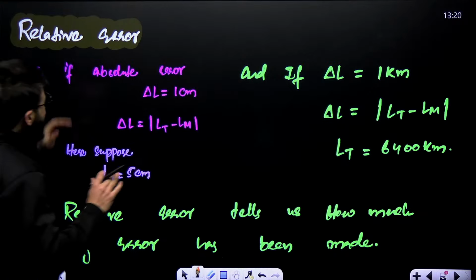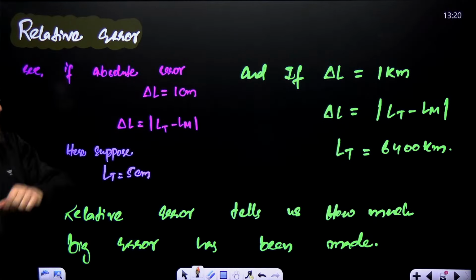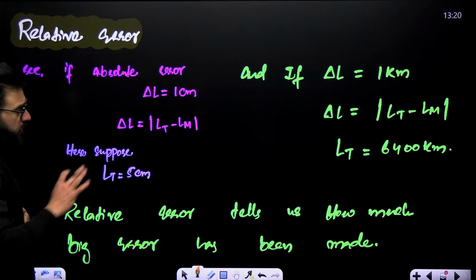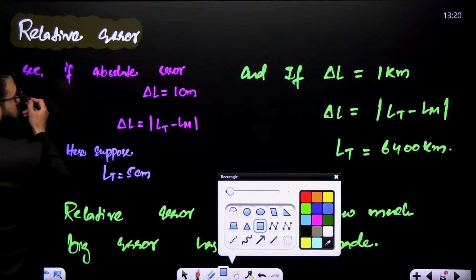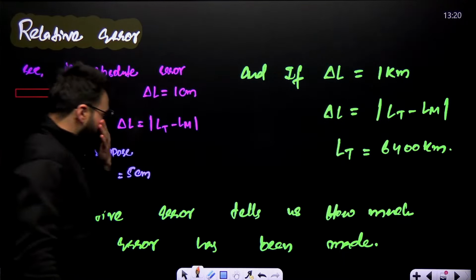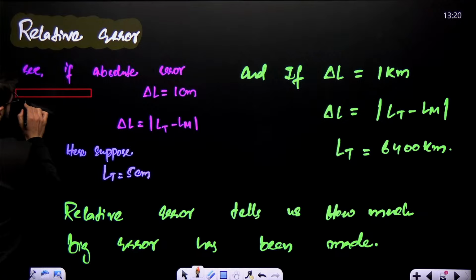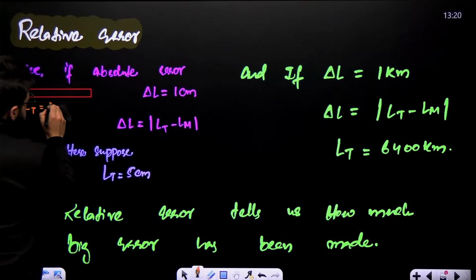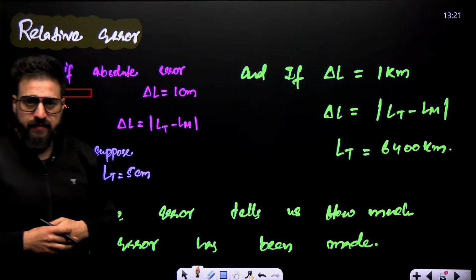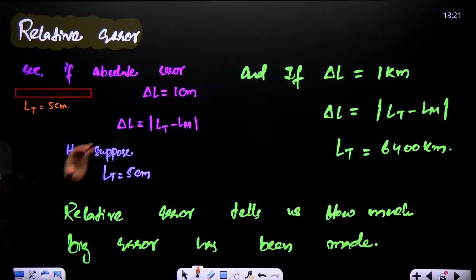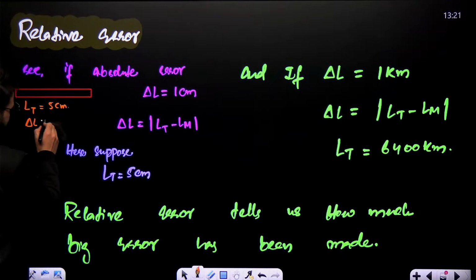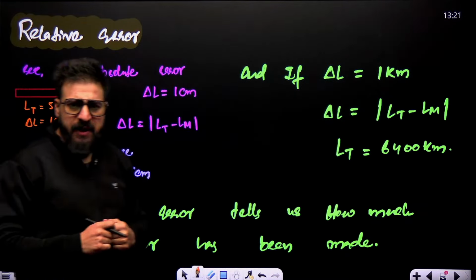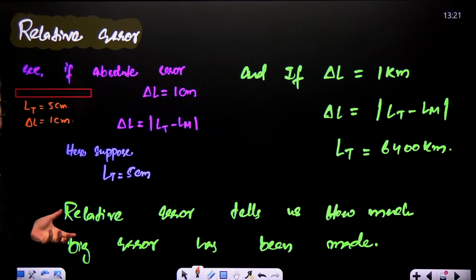Guys, see. When it comes to the relative error, I'm taking two examples over here. The first example: let's suppose you have got a rod, and the true length of the rod is 5 centimeters. You got the measured value in this particular case as 4 centimeters. How much will be the error that you are getting? True minus measured, that will come out to be 1 centimeter. The true value is 5 centimeters, measured is 4 centimeters, so delta L is 1 centimeter.